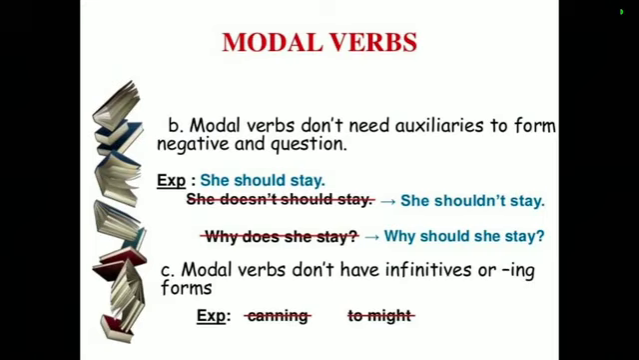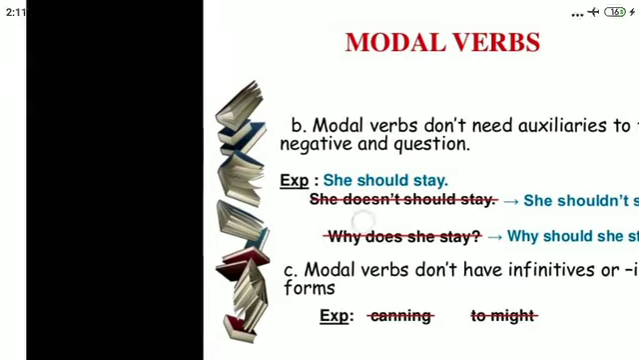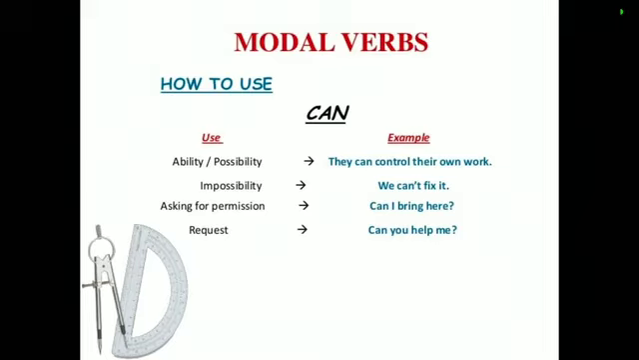So modal verbs don't have infinitives or ing forms. Like you cannot make the ing form of can or the ing form of might. You cannot write might in a mighting way or can in a canning way. So this will be wrong. You cannot add to before might. If you write a sentence in such a way, then you will be wrong. Now how to use such modal verbs.